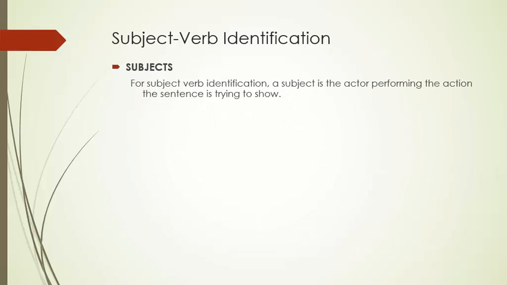Once I've found the verb in the sentence, it's pretty simple then to move back from the verb to find my subject. So keep in mind that the subject, again, is the actor that's performing the action. A question that you can ask yourself once you've found the verb is, who or what is performing this action? And the who or what that's performing that action is going to be your subject.